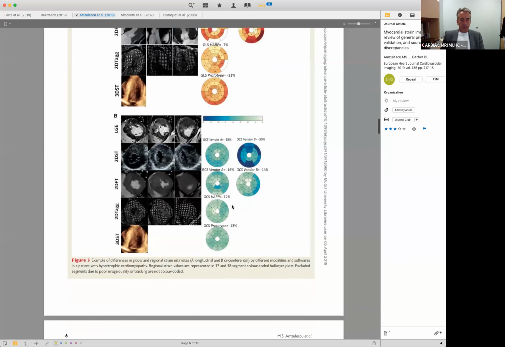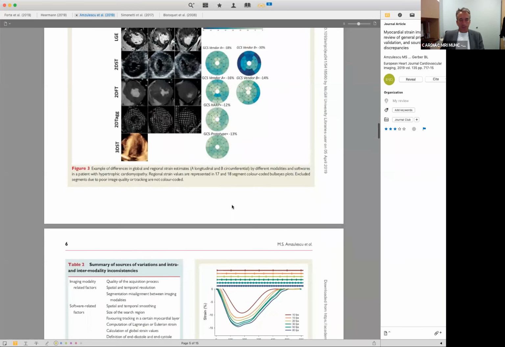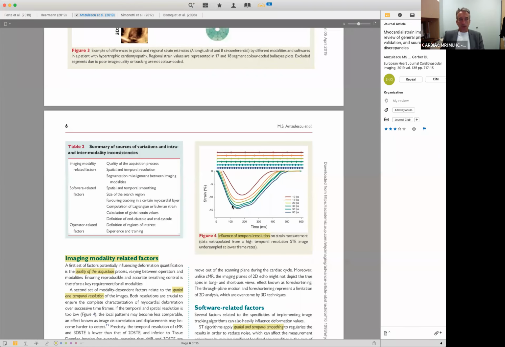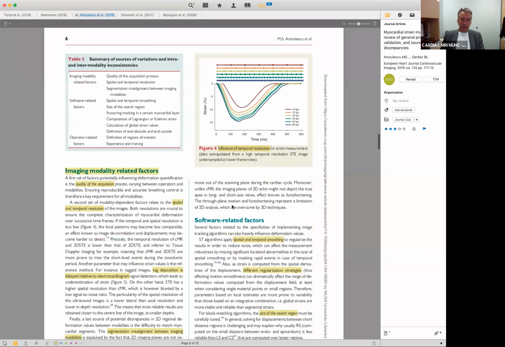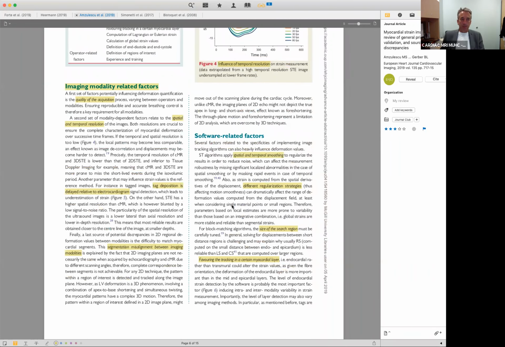But this is quite a difficult undertaking. So looking at the factors why the variability may be an issue, it may be difficult to deal with that, at least for the foreseeable future. The main issues are as follows. It's the quality of the acquisition process, so how good are the images in the first place. Then, as already mentioned, the spatial and the temporal resolution.